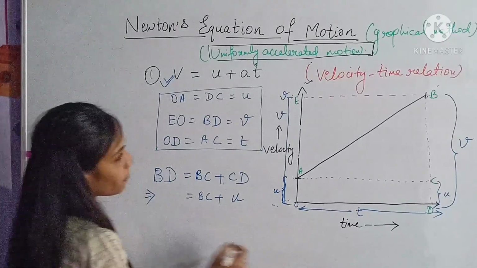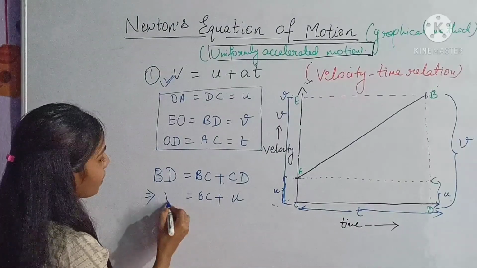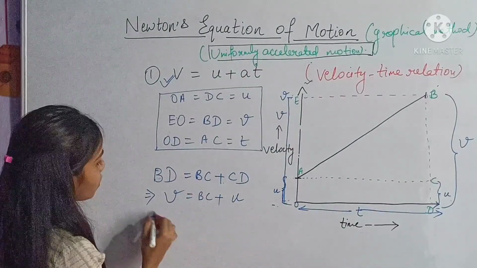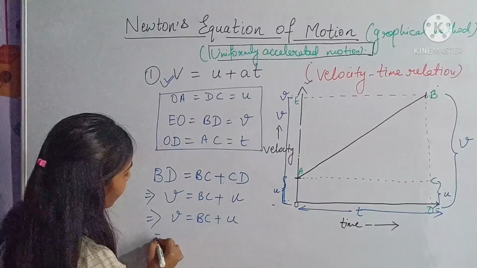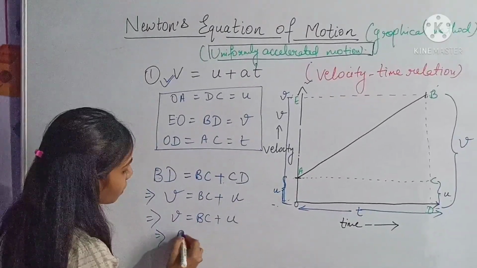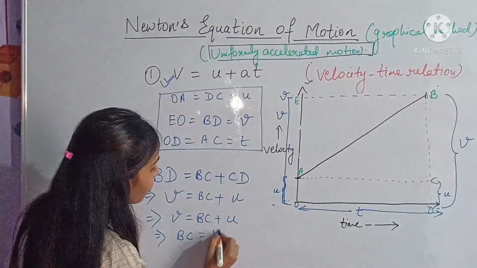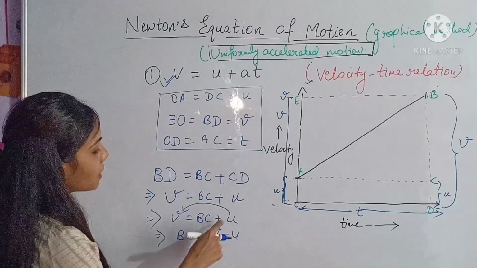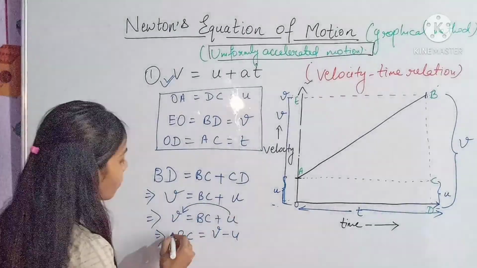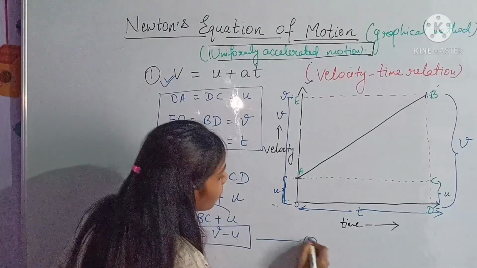And what is BD? BD is our final velocity, so we can write V. Okay. So V is equal to BC plus U. Can we write the expression for BC? The expression for BC could be written as V minus U. The U could be brought to the left hand side, and plus U will become minus U. And we have got the expression for BC. Let us name this equation number 1.